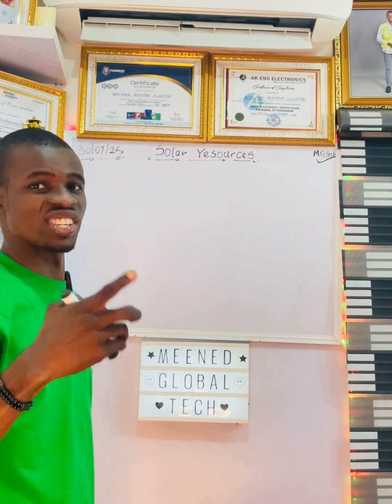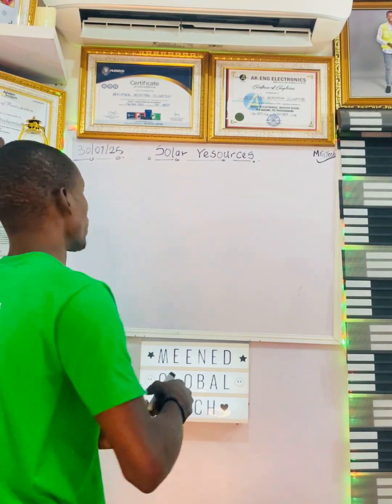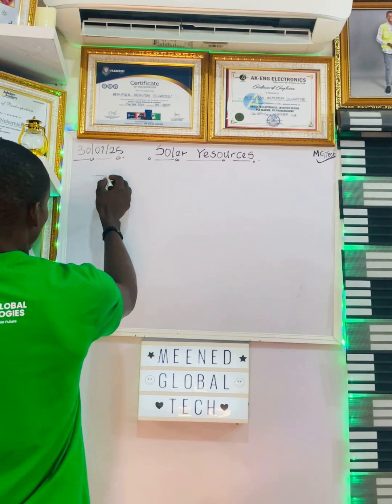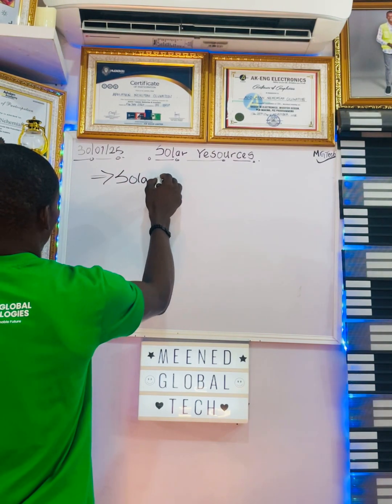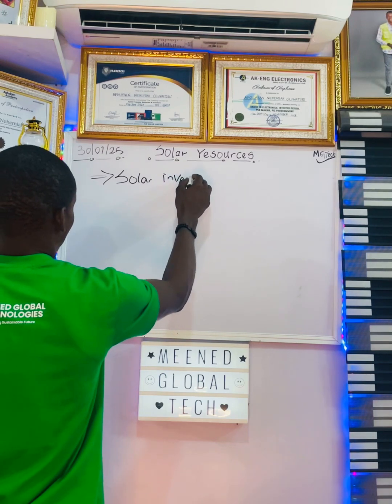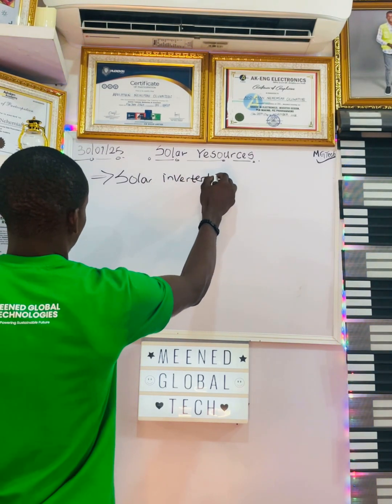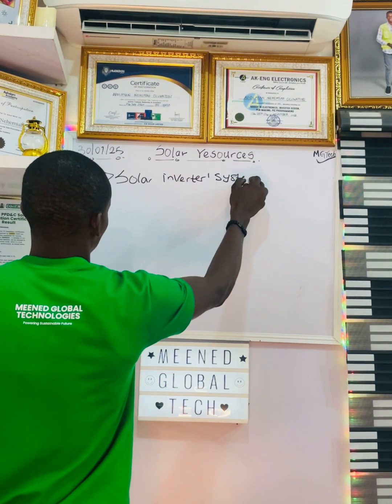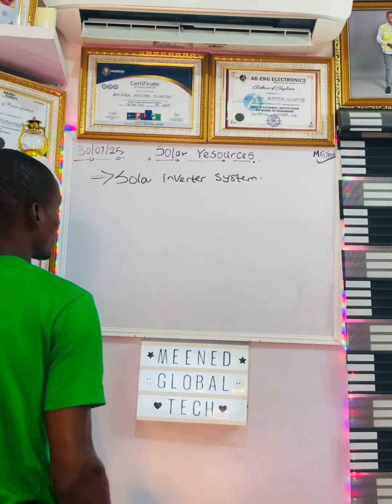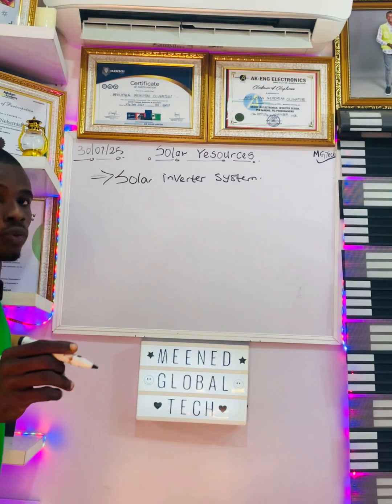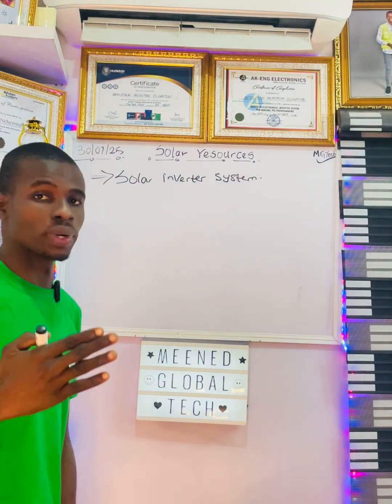All right. In this section, we'll be talking about the components of a solar inverter system. Just write solar inverter system. When we are talking about a solar inverter system, we are talking of four major components.